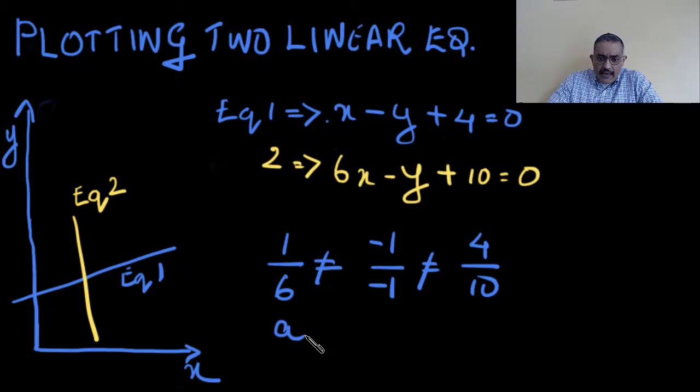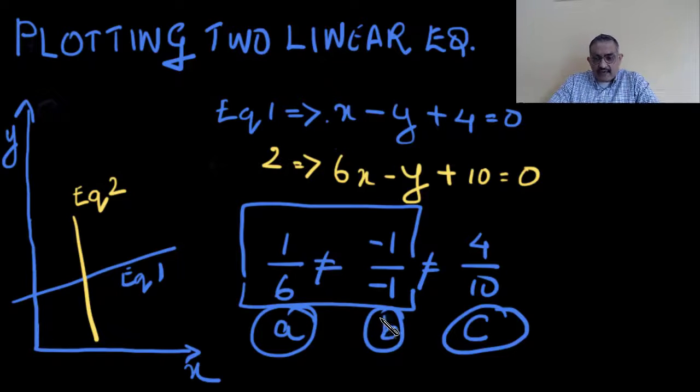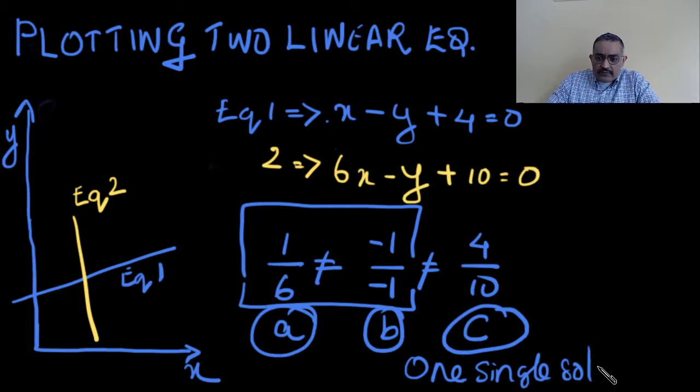So this is the A coefficient, this is the B coefficient, this is the C coefficient. Now what is important is these two figures: the proportionality of A and B coefficients. If they are not equal, then the lines progress at different rates, and we are confident that they will meet at 1 point. So that's basically the test. So in this case, where the proportion of the coefficients of A and B are not equal, we're going to get one single solution.